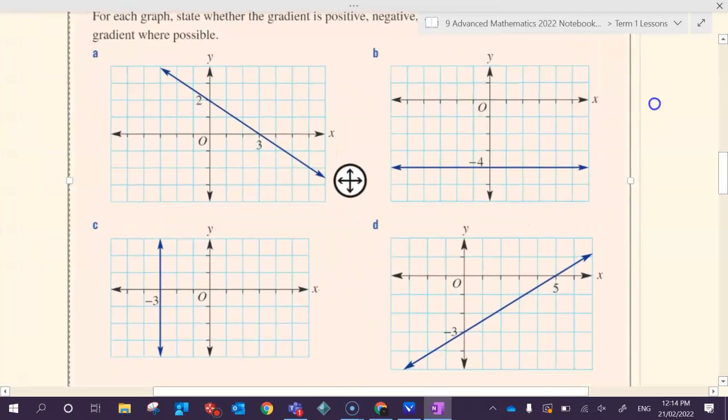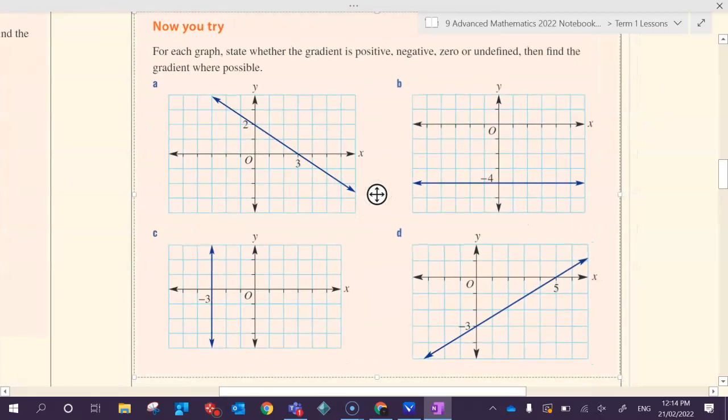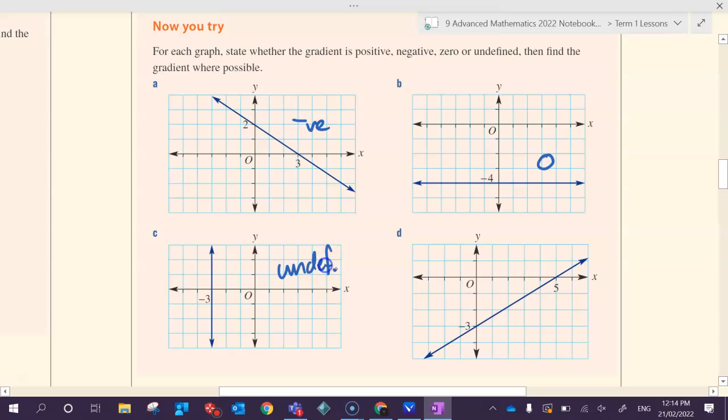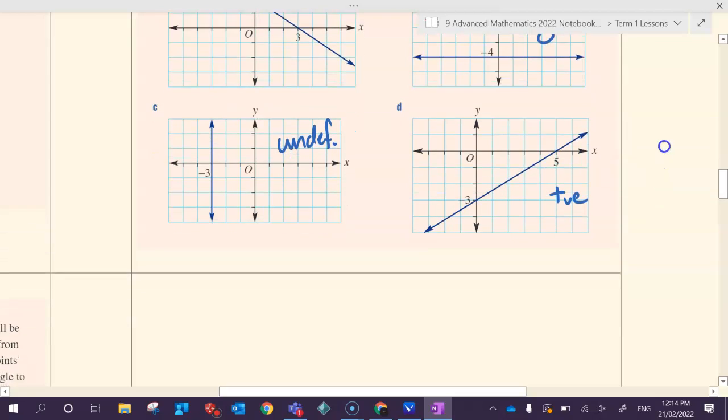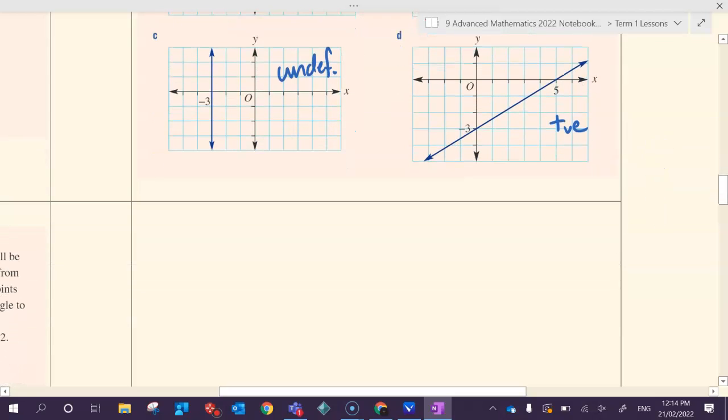Let's see if we can label these really quickly. For each graph, state whether the gradient is positive, negative, 0, or undefined. Is this going uphill or downhill, the first one? Downhill, so negative. Number B, uphill, number B, don't you like that? Uphill, downhill, 0, or undefined? 0. C, undefined. And positive. This was really not stretching your brains very much, was it? You guys did great. You listened to what I said, and now you can do all the questions.